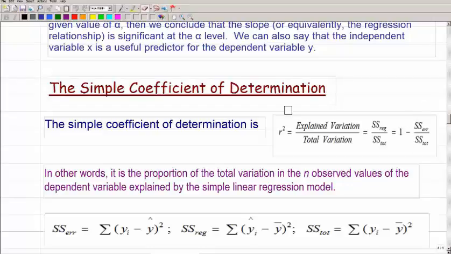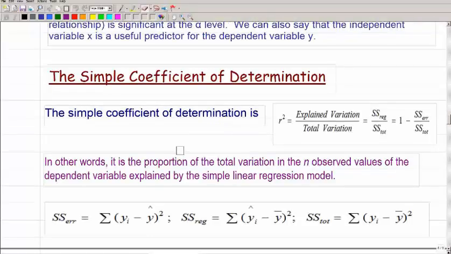But this is the important part from a wording standpoint that you need to know: anytime it's asking for the proportion of total variation of the dependent variable that is explained by the simple linear regression model, so proportion of total variation explained, that is the r squared value.